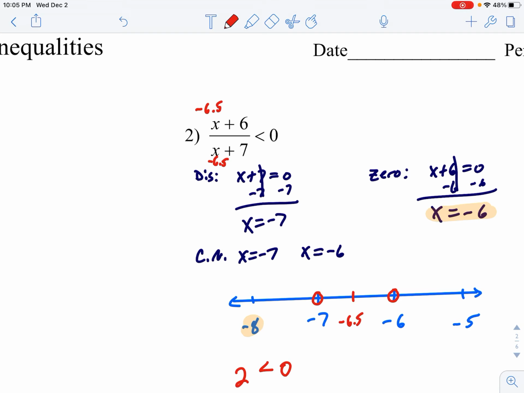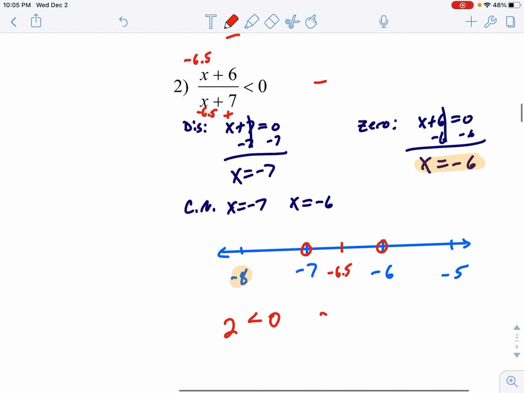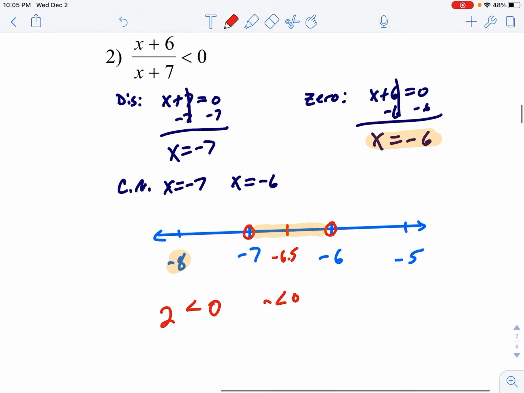-6.5 plus 6 is going to be a negative. -6.5 plus 7 is going to be a positive. Positive divided by negative equals a negative. Is a negative less than 0? Yes, it is. So this is a good interval. It's a shaded interval. It's where the answers are. Does that mean it's the only interval? Not necessarily. You still got to cover all your bases.